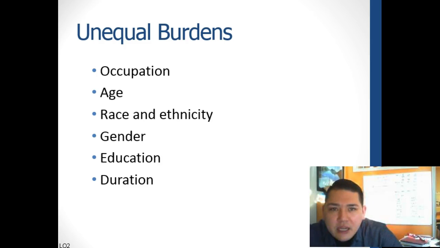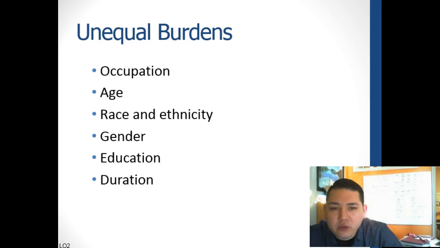Now, unequal burdens of unemployment exist. Rates are lower for white-collar workers. Teenagers have the highest unemployment rates. African Americans have higher unemployment rates than whites. Rates for males and females are comparable, though females currently have a lower unemployment rate. Less educated workers, on average, have higher unemployment rates than workers with more education.